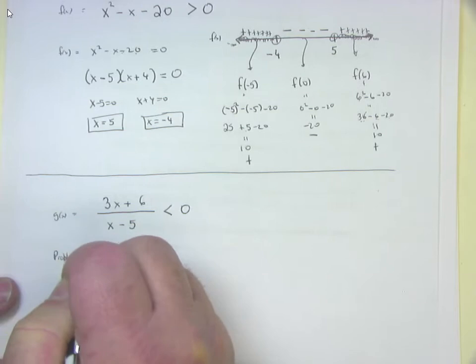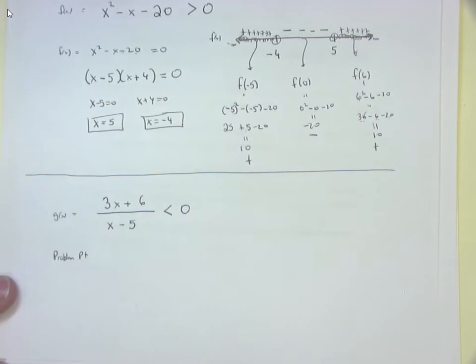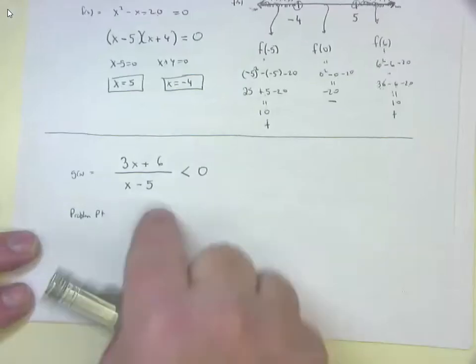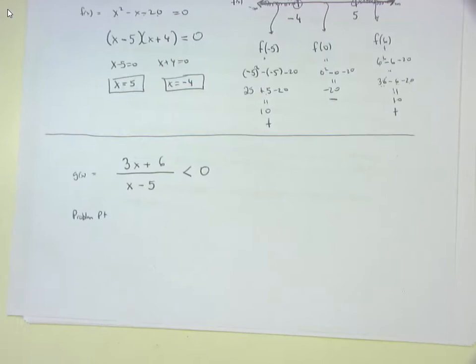Problem point. Where's my problem point? Because this guy's a fraction. See, this guy was a quadratic. It doesn't have any problem points. Domain's all the numbers on this guy. This guy has a problem point. This is why we did all that domain stuff in chapter 5.